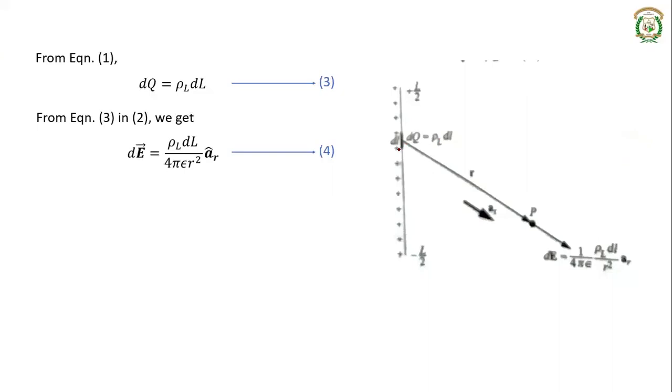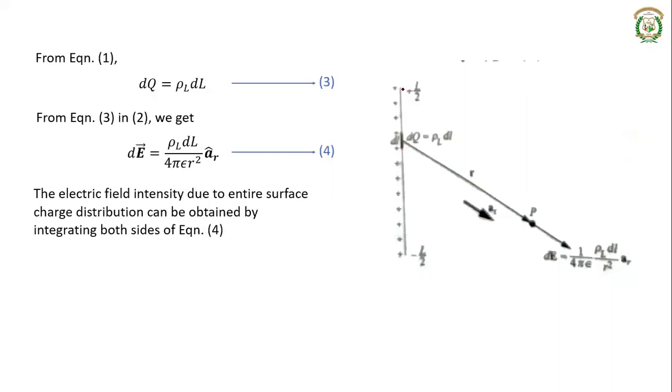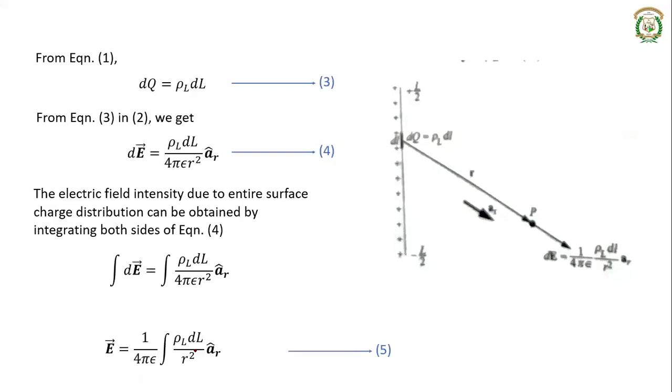If you want to find the electric field intensity of the entire line charge, integrate this with respect to length dl. Integration and differentiation get cancelled. So what we have is E equal to, keeping 1 by 4 pi epsilon outside, the integration of rho L dl r divided by r square into AR cap. This is the expression for electric field intensity due to a line charge of charge density rho L coulombs per meter.